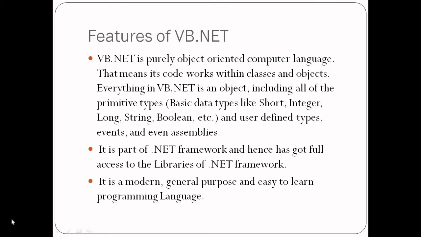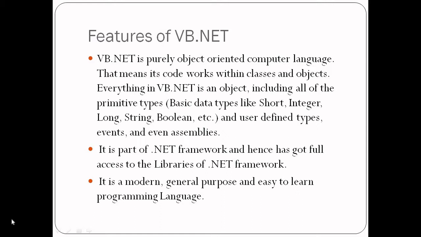In specific, let us talk about the features of VB.NET. VB.NET is purely based on the object-oriented computer paradigm. That means its code works within classes and objects. Everything in VB.NET is an object, including all of the primitive types. Primitive types are the data types, and we all know what exactly a data type is. So VB.NET supports all primitive data types as well as user-defined data types. It supports events and event assemblies.